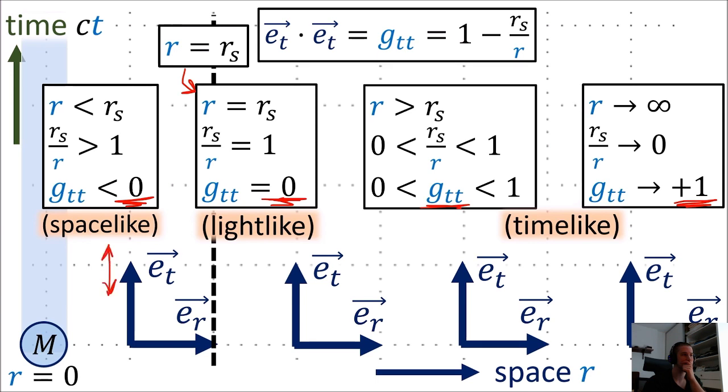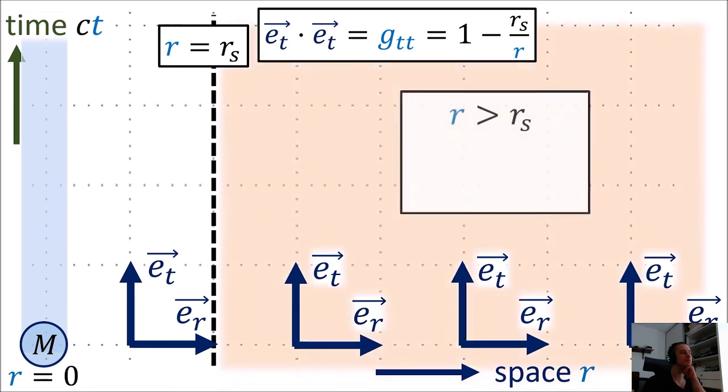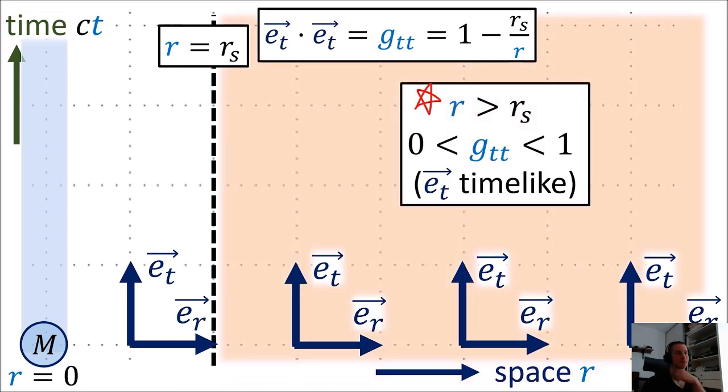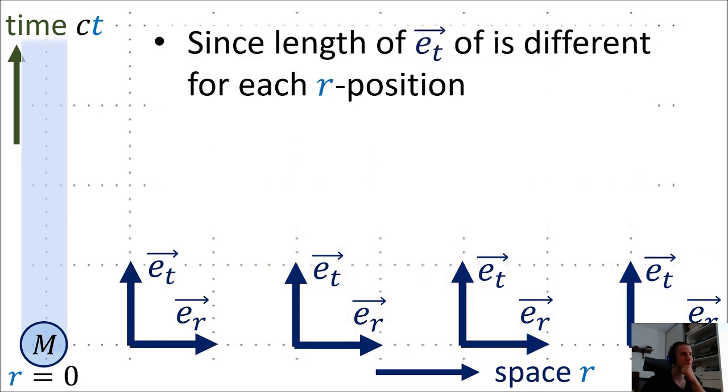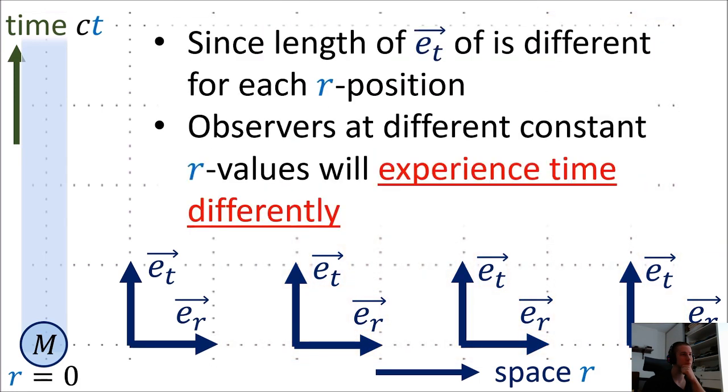The idea that ET can be light-like or space-like is probably pretty confusing, but I'll discuss the meaning of this later in the video. For now, let's just focus on the region outside of the Schwarzschild radius, where ET is time-like, and its squared length is positive. Since the length of the ET basis vector is different for each r position, this means that observers moving through time at various constant r values will experience time differently.